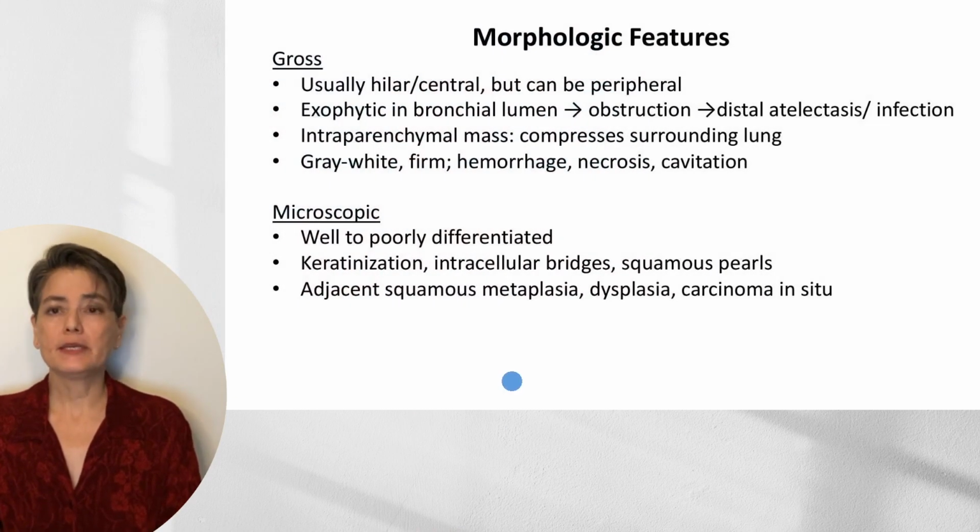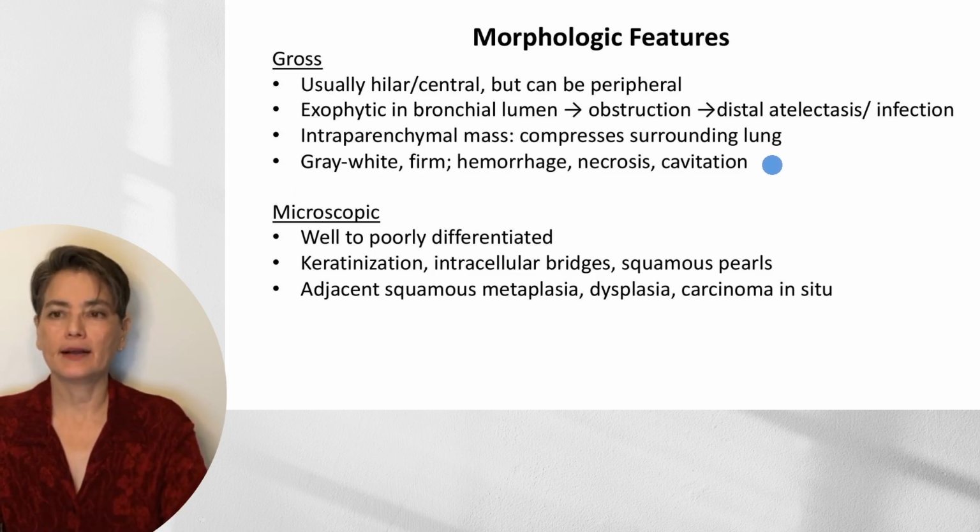So morphologically, as I've already mentioned, these are typically hilar or central tumors, but they can be peripheral. They can present either as an exophytic mass in the bronchial lumen, which can lead to obstruction with distal atelectasis and infection, or we can get a simple intraparenchymal mass that can compress a surrounding lung. On cut surface, the tumor is grayish-white and firm and can have areas of hemorrhage, necrosis, and cavitation. And I'll show you a histologic image that explains this cavitation.